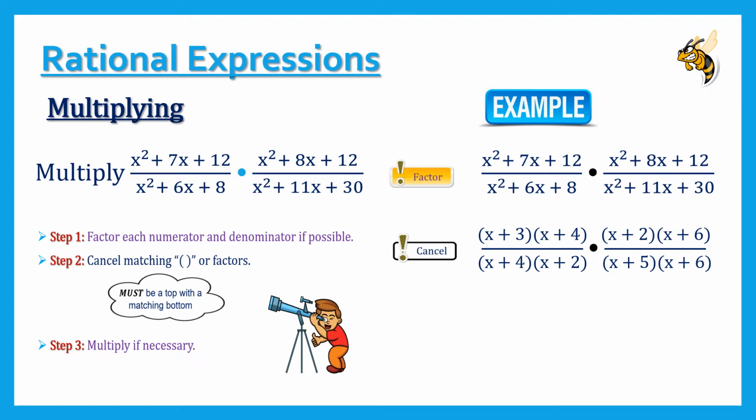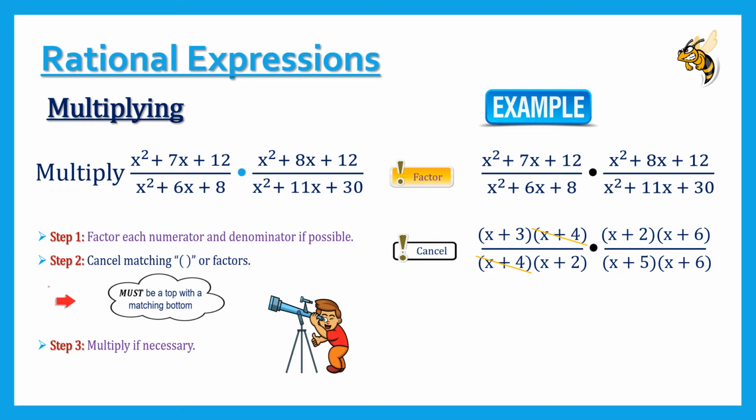Step 2, we want to cancel, and it has to be a matching top with a matching bottom. I like to start reading from the top, going from left to right, and cancel out if there's one in the bottom. So the first one is x plus 3, and there's no x plus 3 in the bottom, so I move on to the next, which is x plus 4. There's one in the top and there's one in the bottom, so therefore they cancel each other out. Remember, it has to be a top with a bottom, and it doesn't matter in which expression it is located, as long as it's a top and a bottom.